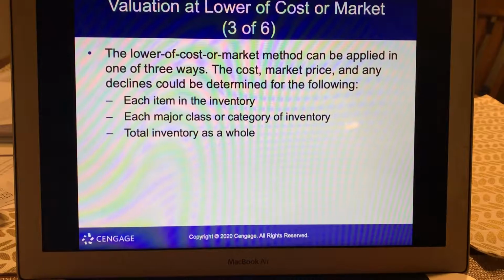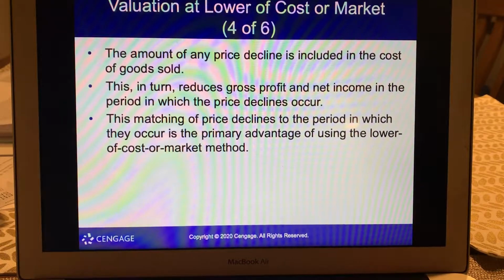The lower of cost or market method can be applied in three ways. Cost and market price declines could be determined for each item in the inventory, each major class or category of inventory, or total inventory as a whole. The amount of any price decline is included in the cost of goods sold. This in turn reduces gross profit and net income in the period in which the price declines occur. This matching of price declines to the period in which they occur is the primary advantage of using the lower of cost or market method.